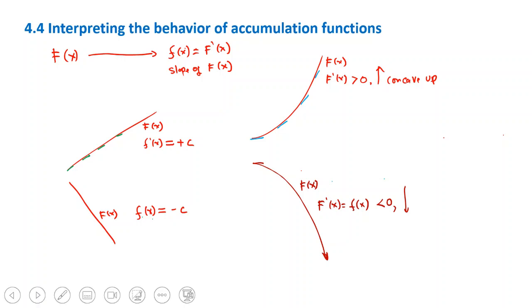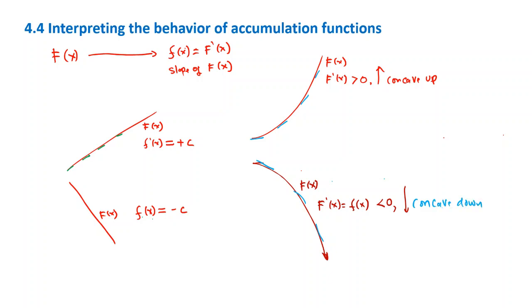For example, we have some value here, a value here, and a value here. The value is negative and getting bigger in magnitude, so it's decreasing. What does that mean? The consequence is that if f'(x), the derivative of f(x), is less than 0 and it is decreasing, then the shape of the curve is concave down.